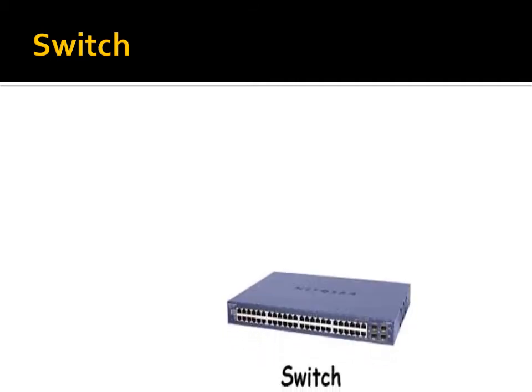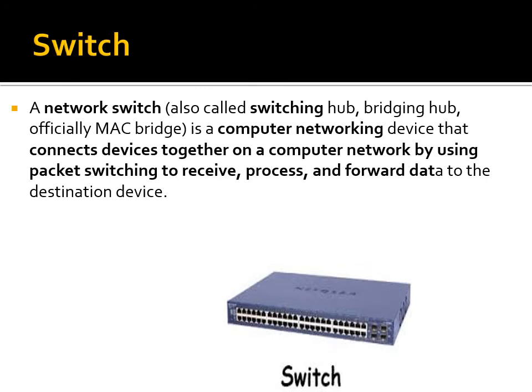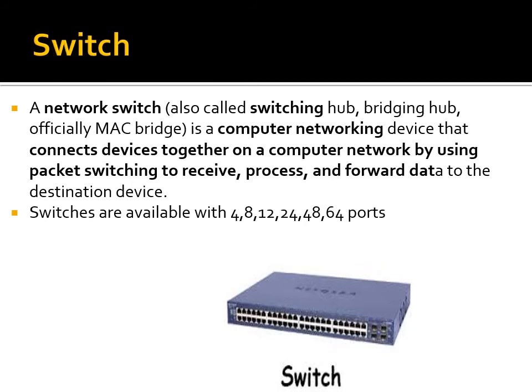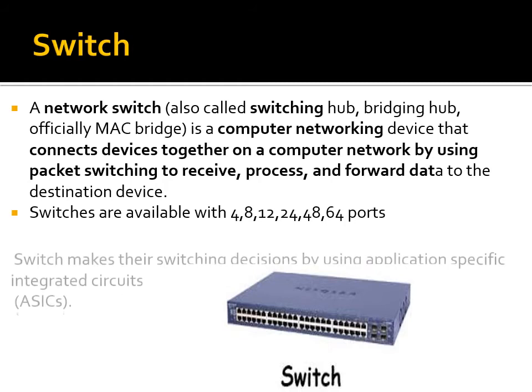Next one is the switch. A switch is also like a hub, but it's an intelligent hub. Here also we can connect more than one conversation, and it will receive, process and forward data in packet format. It supports 4, 8, 12, 24 up to 64 ports. A hub is limited to 12; here up to 64 ports can be connected.